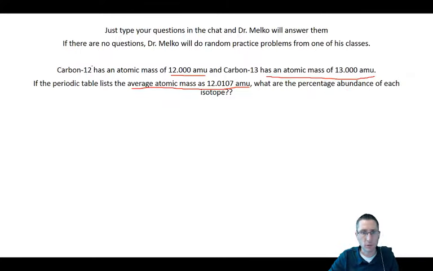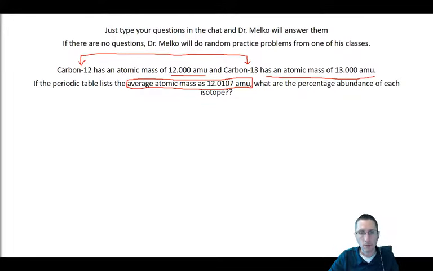Okay, so we're sort of assuming here that these are the only two isotopes of carbon. Technically, that's not correct, but for the sake of this problem, let's assume those are the only two isotopes. Okay, so those two together account for 100% of the isotopes. The atomic mass listed on the periodic table is this weighted average that we talked about in class. Okay, and the formula for a weighted average is the percent of that certain isotope multiplied by its individual atomic mass.